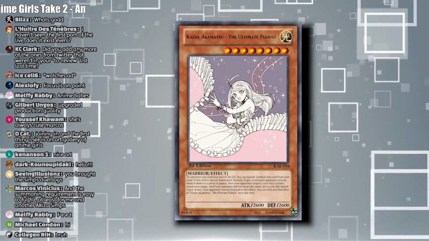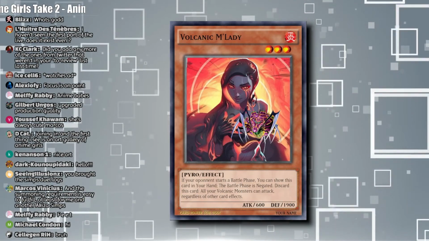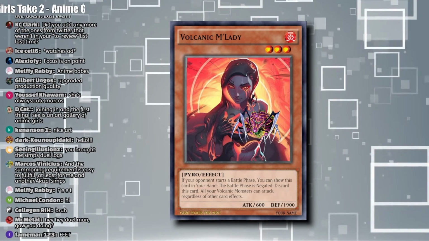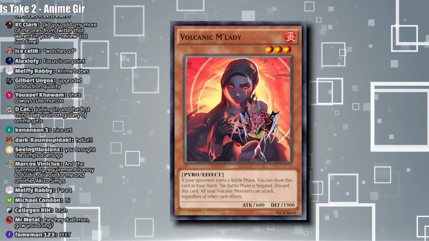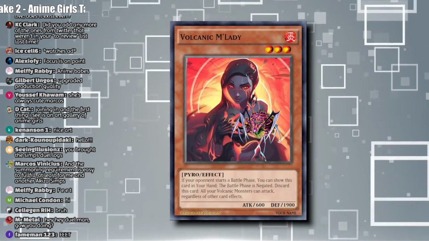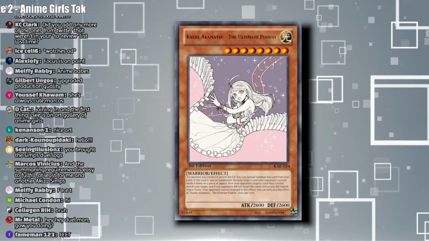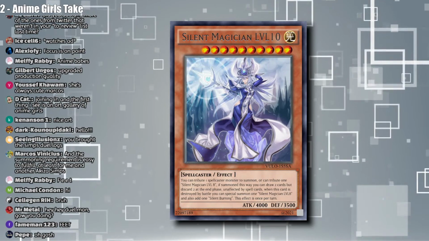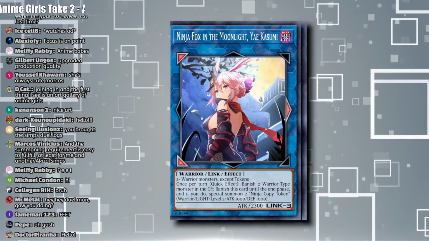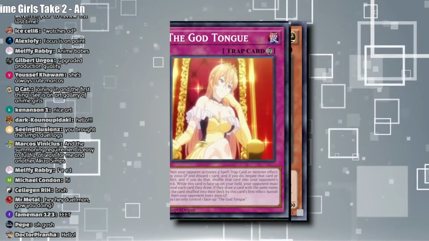Feat? What feat? What are you talking about? Did I do this one? If your opponent's battles, you can show this card in your hand. The battle phase is negated. Discard this card. All your volcanic monsters can attack. Yeah, I read that one already. This one's also had to be censored for reasons. I don't think I read that one, though. I think this is probably where it stopped. Yeah, I think this is the round where we left off last time.